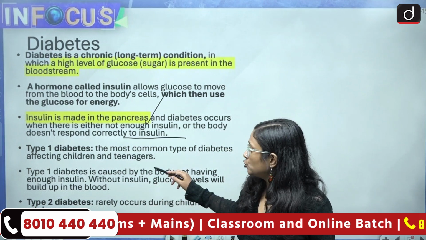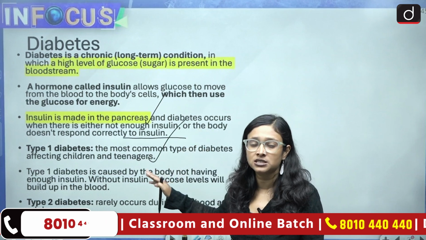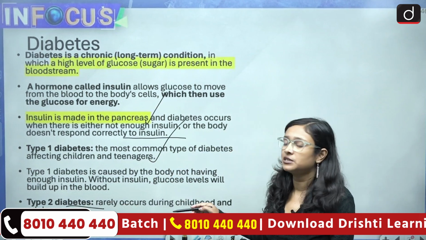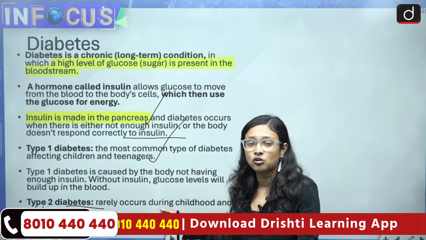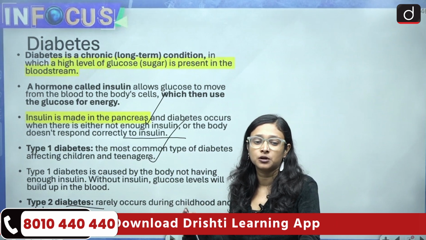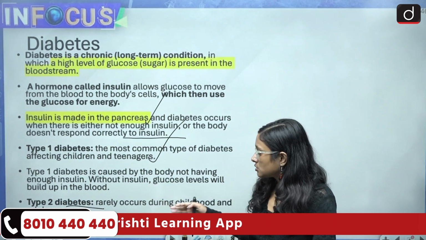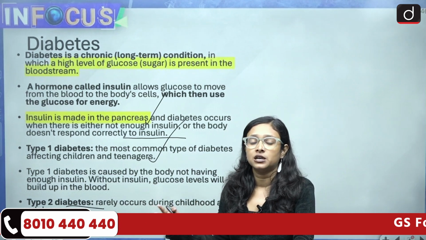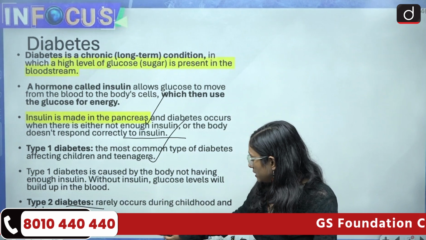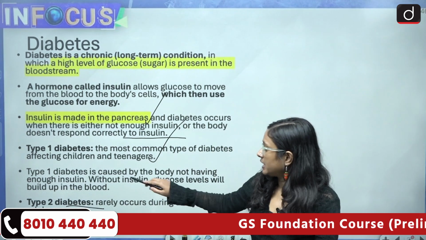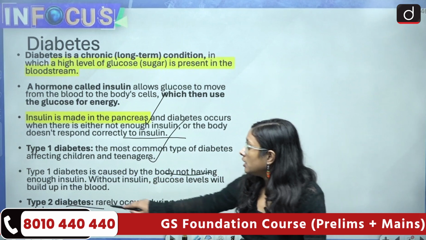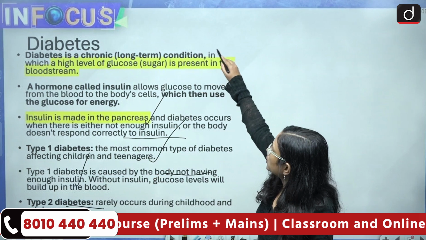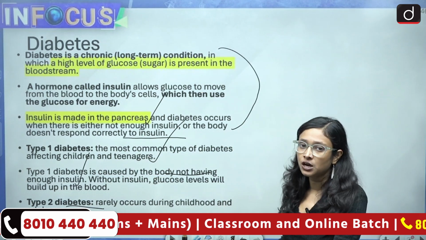Type 1 diabetes usually occurs in children and teenagers, and then we have another, which is type 2 diabetes. Type 2 diabetes rarely occurs in children, and we can see it in people who have reached 40 or 50 years of age. So it can be seen among people who have passed their adulthood. Type 2 diabetes is caused by the body being resistant to insulin, and type 1 diabetes is caused by the body not having enough insulin. So this is the difference between type 1 and type 2. This is the scenario of diabetes, and these are the two types of diabetes.